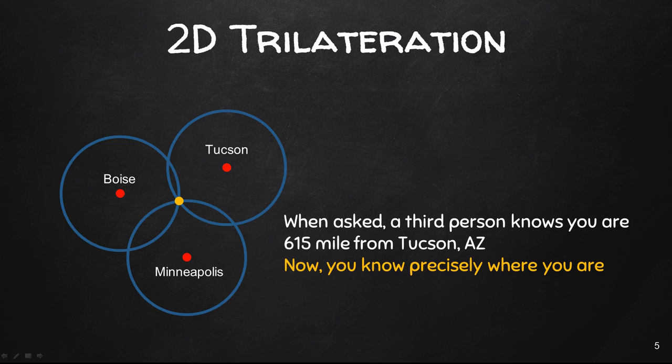Adding the data from a third satellite provides a relatively accurate position. In this example, when asked, a third person knows you are 615 miles from Tucson, Arizona. So now you know where you are in terms of the Earth. You are right where the yellow dot is. That is where all three of these circles intersect, and so that is where you are. So this is an example of doing trilateration in a 2D example.